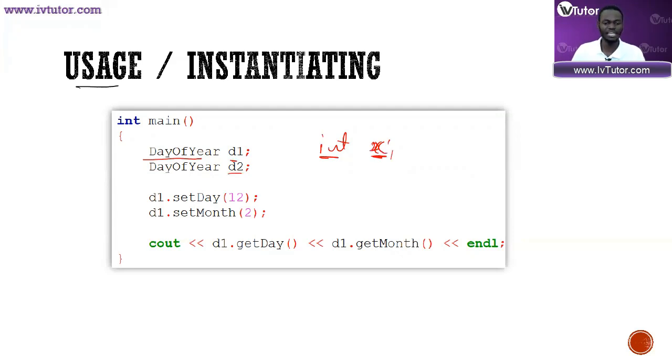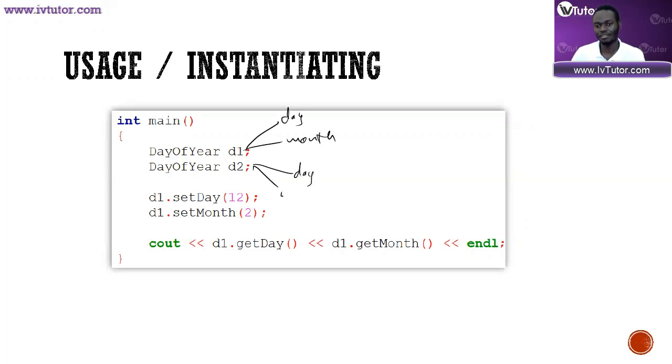and you've got d2. These are referred to as instances, which is why sometimes we refer to this process as instantiating or making an object. These are called objects, instances, variables, whatever you want to call them, okay? So we can say we have an object of type int, or we have an object of type day of year. So now you realize that in this case, we have two objects or two variables of type day of year. Each one has its own data and functions. This has its own day and month. This one has its own day and month.